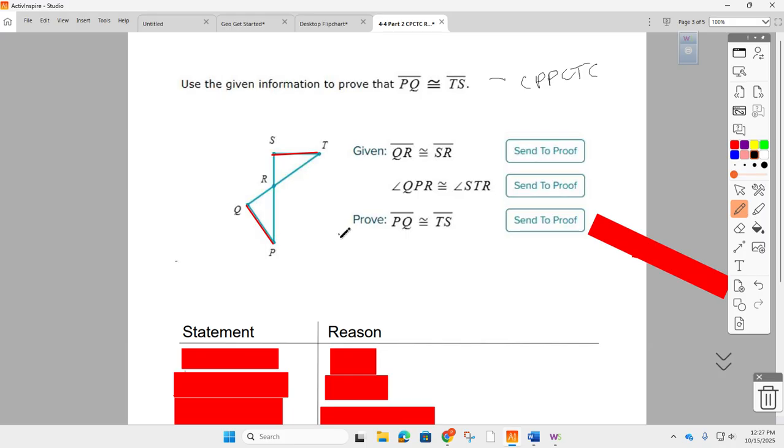Okay? So the given information is that segment QR is congruent to segment SR. So QR congruent to SR. Angle QPR is congruent to angle SPR. This middle letter tells you where my vertex is. Look at that middle letter. That's the vertex of that angle. They could have just said angle Q is congruent to angle C there, because there's no confusion about what angle we're talking about. But they did name that angle with three letters.